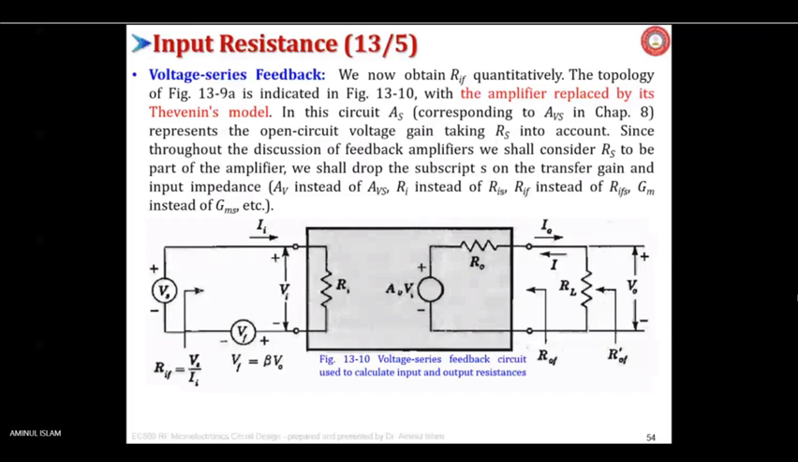Now, what is series feedback? We now obtain Rif quantitatively, means mathematically, a little question becoming. The topology of the earlier figure 13-9a is indicated in figure 13-10. Here, the same figure is here as 13-10, with the amplifier replaced by its Thevenin model. The amplifier is replaced with the Thevenin voltage model.